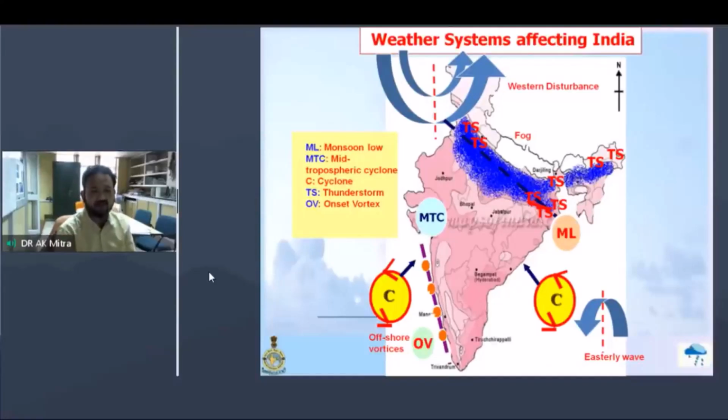And then if you come down over the Bay of Bengal, you will find the monsoon low and cyclones, particularly over the Bay of Bengal. And if you go to the west, you will find offshore vortices and cyclones, which are now also generating over the Arabian Sea because it is warmer. And then the monsoon low, mid-tropospheric cyclone, thunderstorm, onset vortex. All these things affect India in terms of weather.